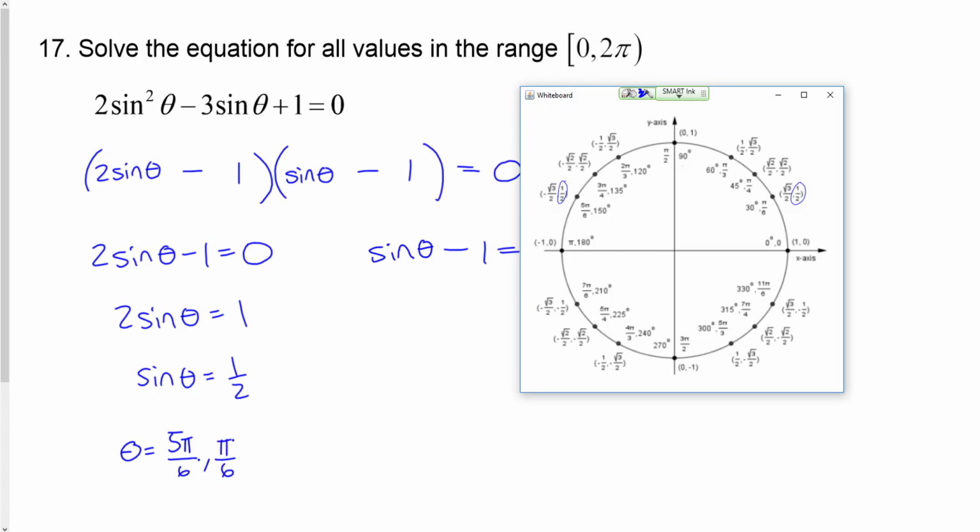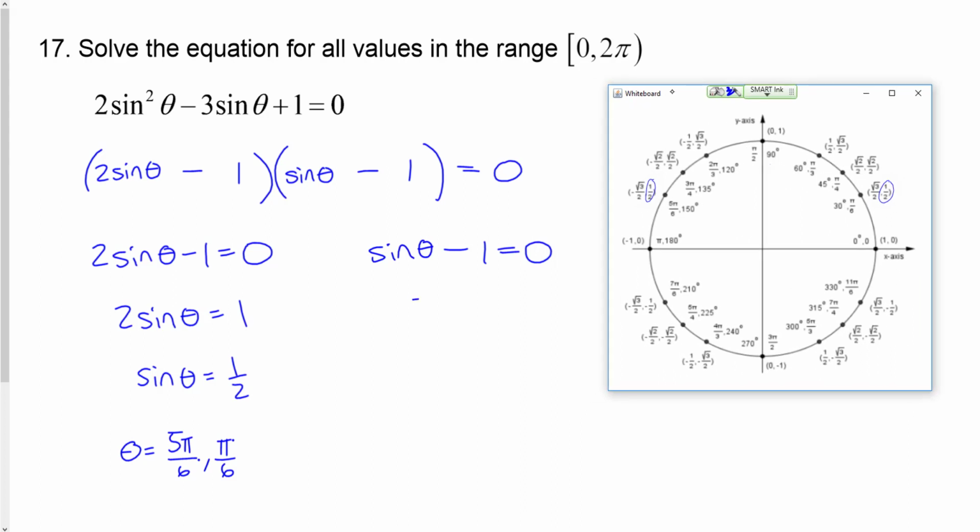And then solving the other one, moving the 1 to the other side of the equation, sine theta equals 1. That's going to happen right there. The y is 1 at pi over 2. So theta equals pi over 2. And those are the 3 angle measures that will solve that equation.